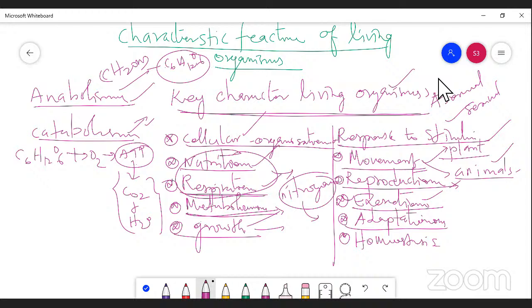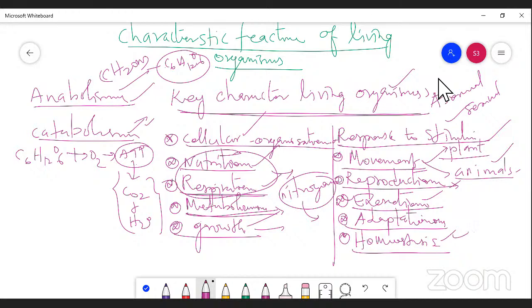Next one is homeostasis. What is homeostasis? For example, body temperature, iron content and many other factors are constantly maintained by the organism. That is homeostasis. Body pH value and temperature are maintained constantly. The climate may change, but the body temperature should not change. You should maintain a constant value. That is homeostasis.